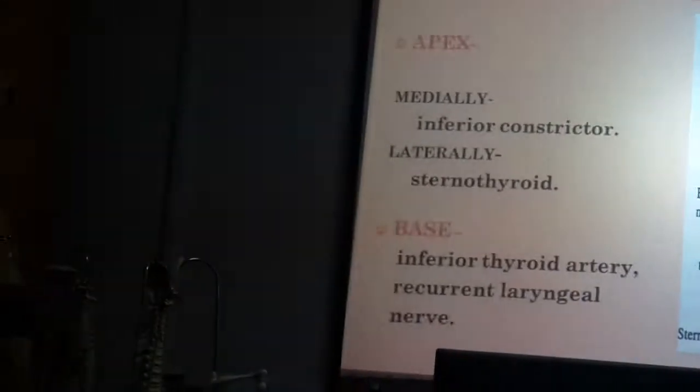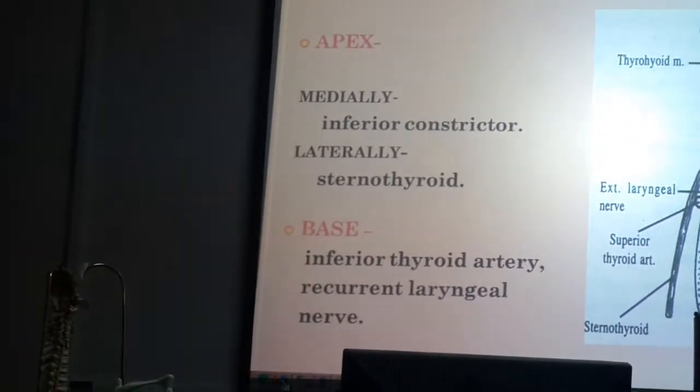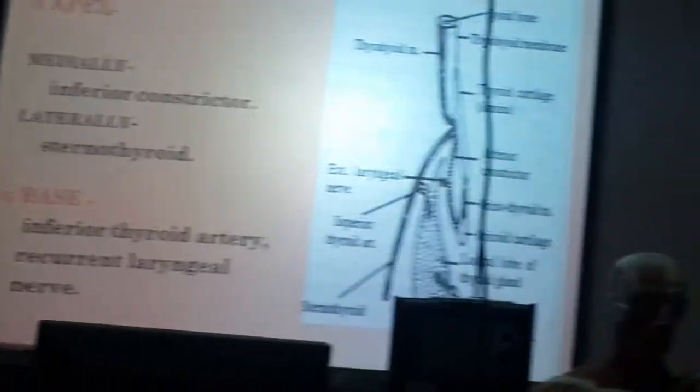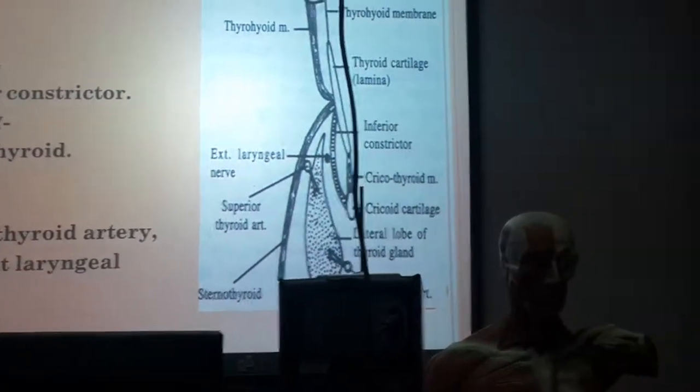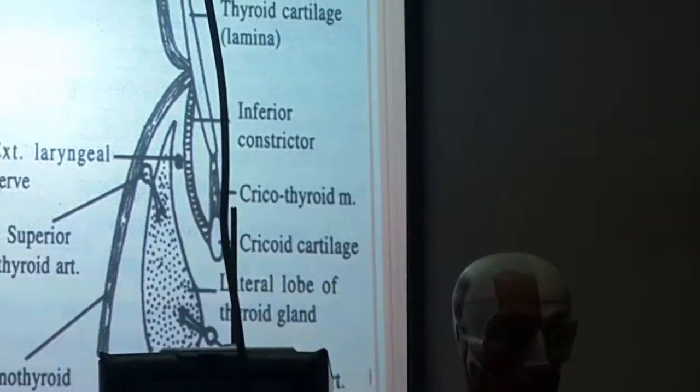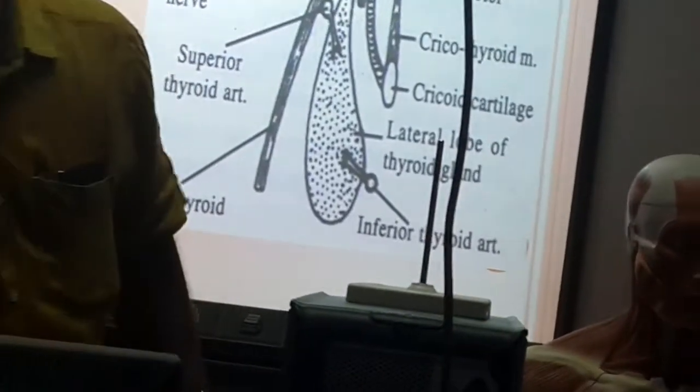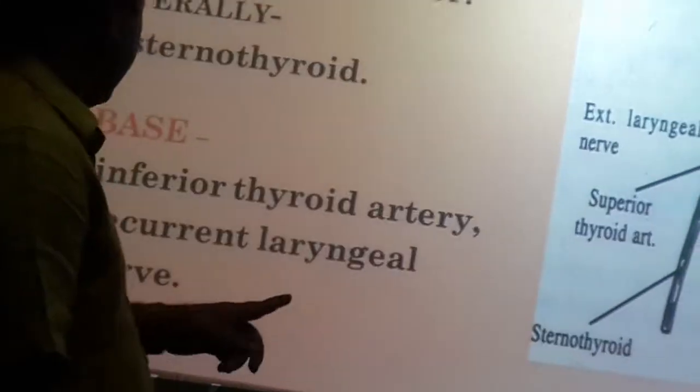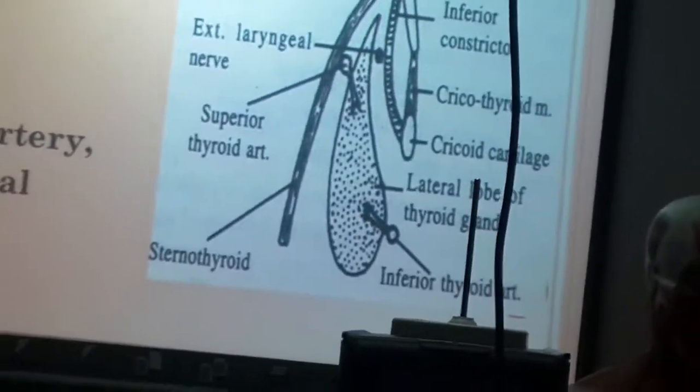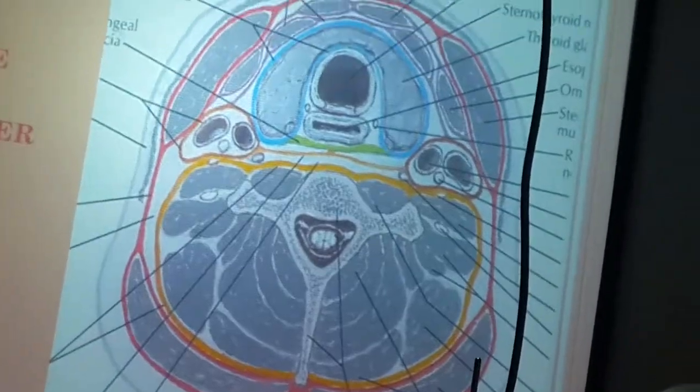And laterally, it is related with the sternothyroid. At the base, it is related to the inferior thyroid artery and recurrent laryngeal nerve. So, at the base here is the inferior thyroid artery. At the base, it is related to the inferior thyroid artery and recurrent laryngeal nerve.